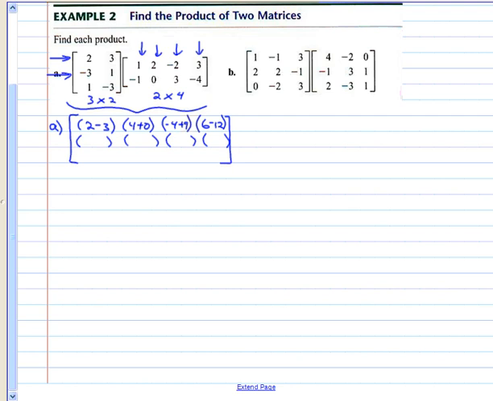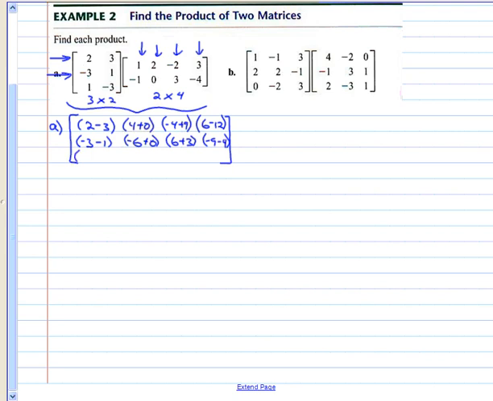So negative 3 times 1, we have negative 3. What is it? 1 times negative 1, negative 1. Then I move over. Negative 3 times 2 is negative 6. 1 times 0 plus 0. Third columns, negative 3, negative 2 is 6. 1 times 3 plus 3. Last column, negative 3 times 3, negative 9. 1 times negative 4 is negative 4.